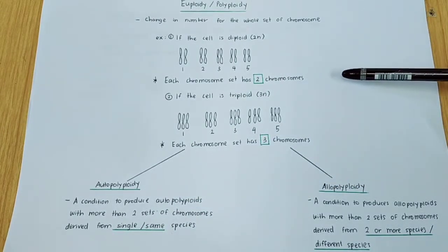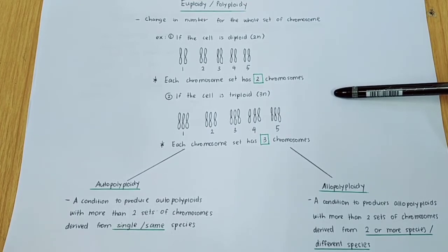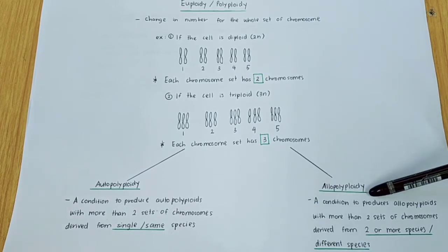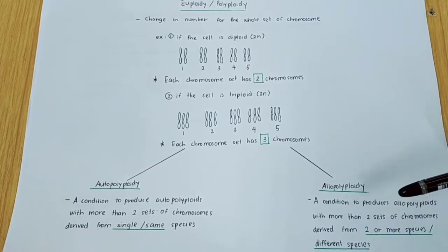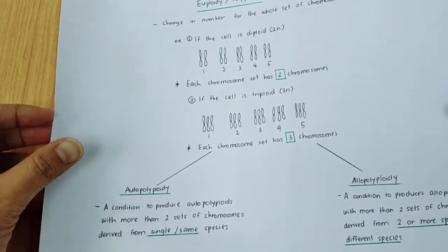Maksudnya bila berlaku changes for the whole set of the chromosome, or a condition to produce autopolyploid with more than 2 set of chromosome derived from single species or same species, that one we call as autopolyploidy. Tapi apa beza dengan allopolyploidy? It is a condition to produce allopolyploid with more than 2 set of chromosome derived from 2 or more species or from the different species. Okay, so secara ringkas, kalau autopolyploidy, dia akan melibatkan spesies yang sama. Kalau untuk allopolyploidy, dia akan melibatkan spesies yang berbeza.